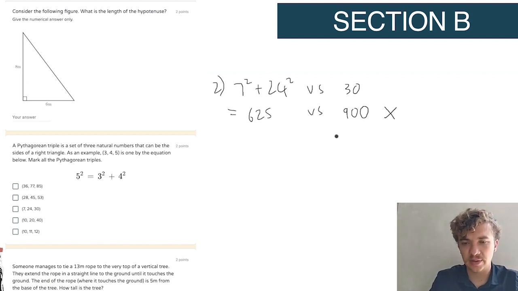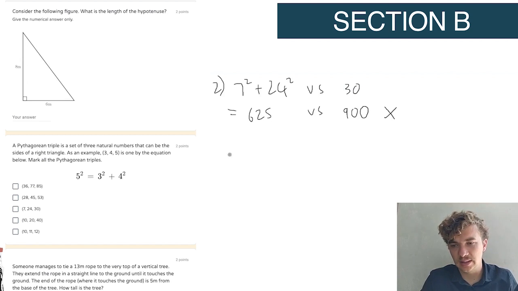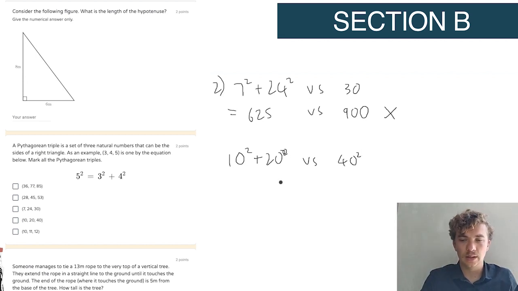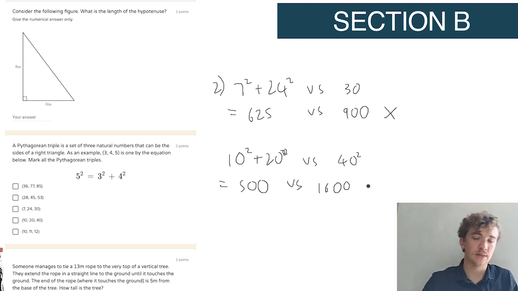Next one is 10, 20, 40. Okay, so then again we say 10 squared plus 20 squared versus 40 squared. Remember that the longest side is always on its own. On your calculator, 10 squared plus 20 squared is 500 versus 40 squared, which is 1600. That's not a correct option either.